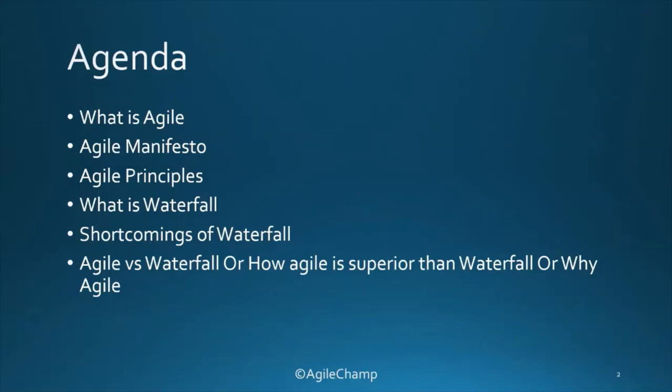So let's get started. So what is Agile? Agile is an ability to move quickly or easily. Agile is an approach or methodology for software project management, or we can say product development. Agile is iterative and incremental and evolutionary.